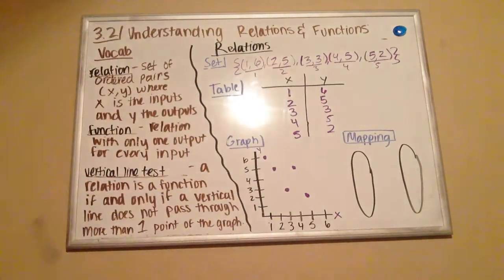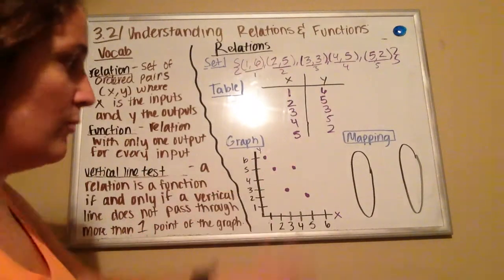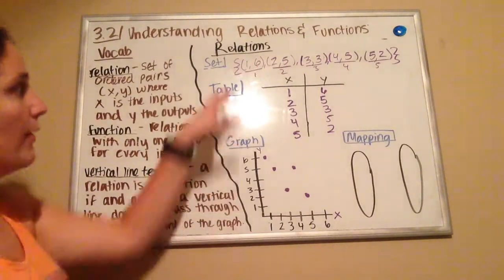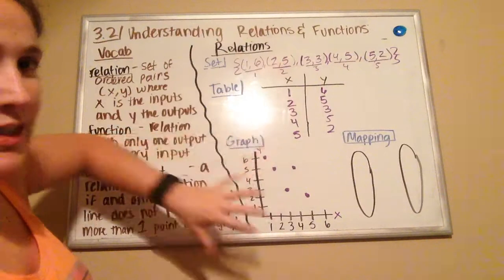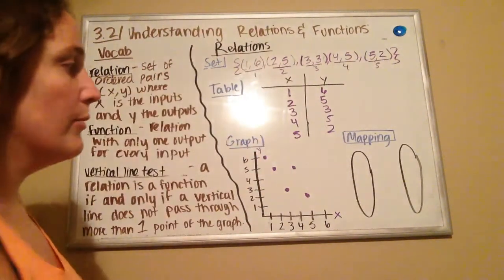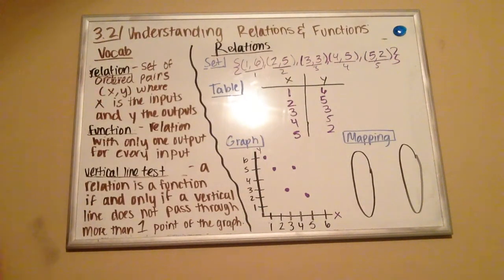So notice there's not really a pattern with these dots. They're just kind of some random dots on a graph. They represent a relation. There's not really a pattern, but they're definitely a relation because they're graphed on the same graph.